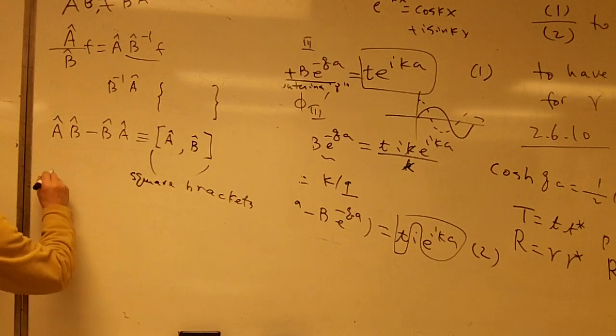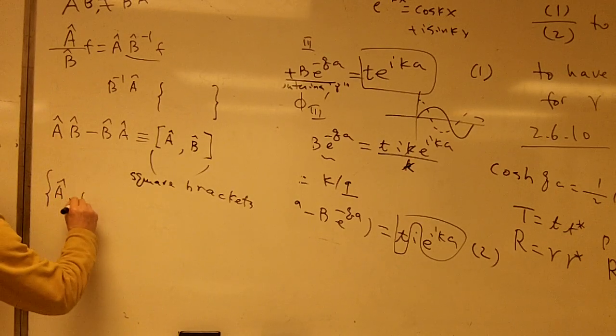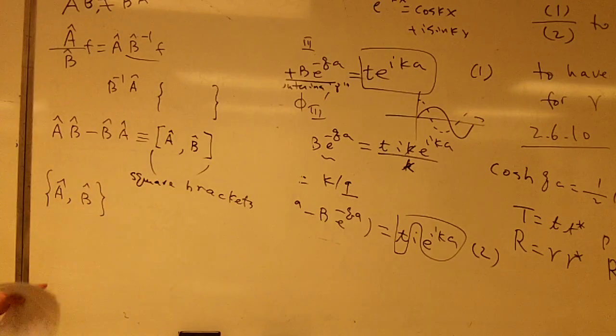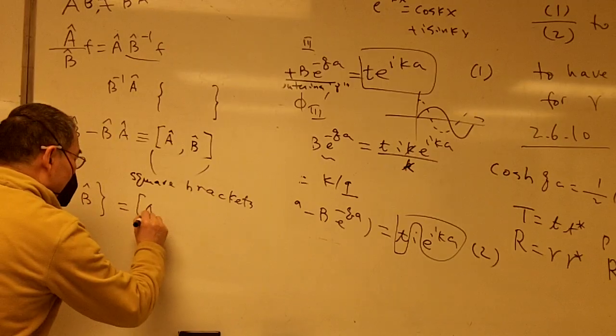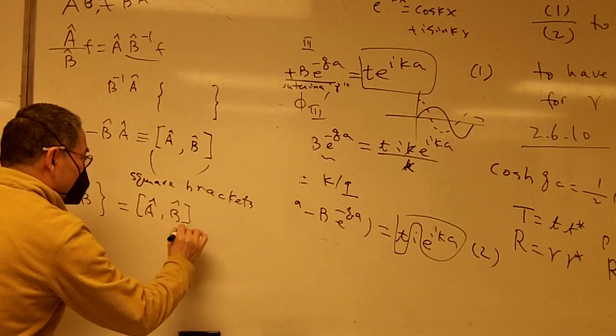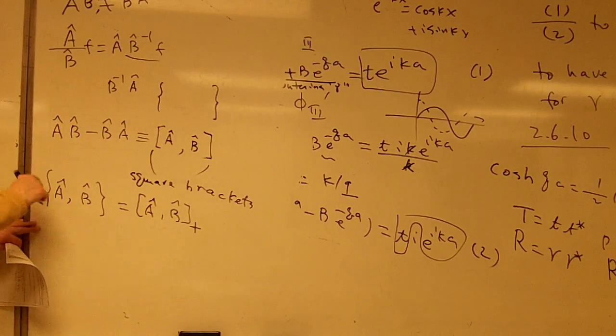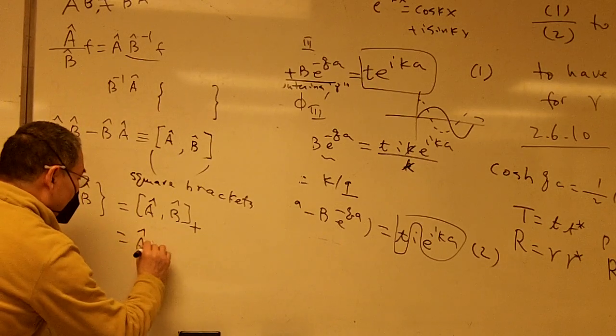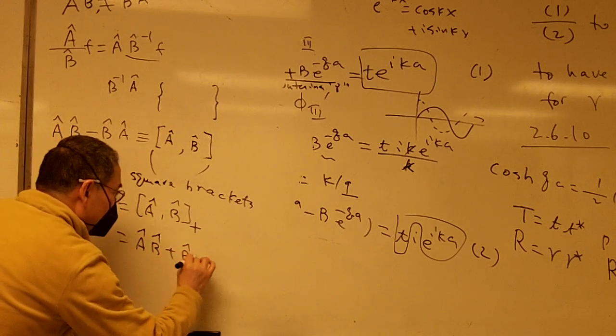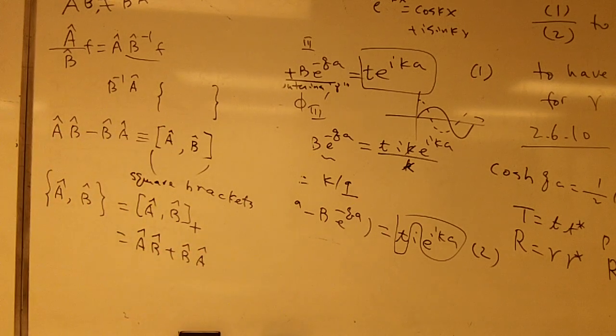For instance, if I use curve brackets like these, and this just equals square brackets, watch carefully, I have a subscript plus sign. In other words, if I have curve brackets, this will be AB plus BA, like this. So that's why in quantum mechanics, with the square brackets versus curly brackets, you have to ask. Otherwise, nobody will tell you what the actual one is.